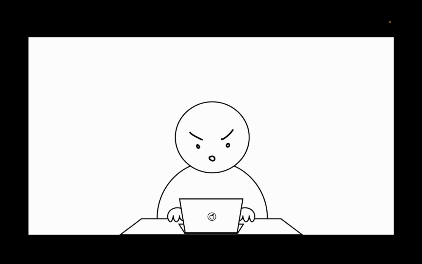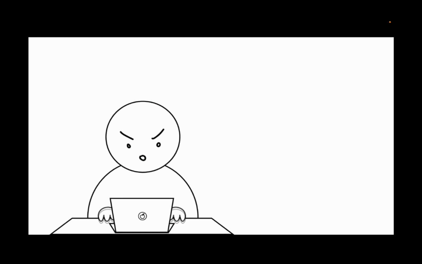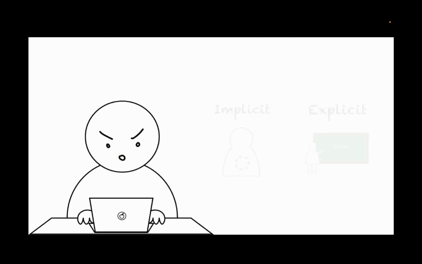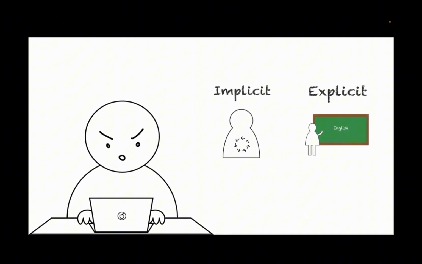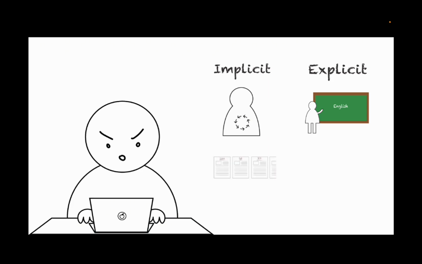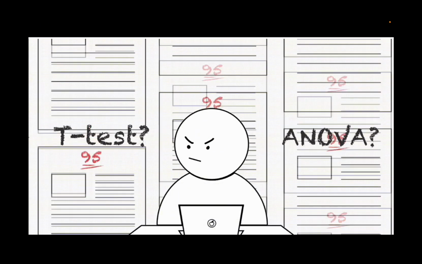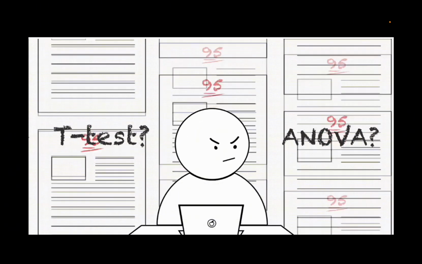I recently ran a small experiment in my English class. I was trying to find out whether implicit instruction or explicit instruction would have a bigger impact on students' English scores. I collected the scores, but now I'm not sure what to do with them. Should I use a T-test or ANOVA or something else?